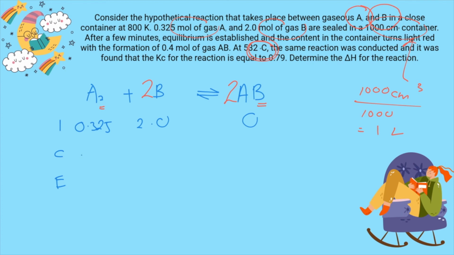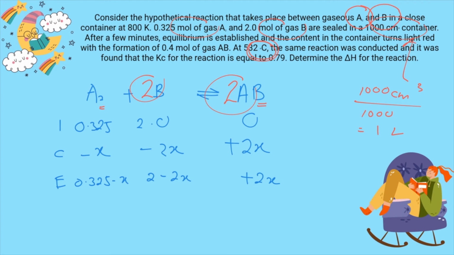So here minus x, and because you have 2 here, you need to minus 2x. And this one, same drill, because you have 2 over here, so plus 2x. In saying that, at equilibrium you have 0.325 minus x, this one is 2 minus 2x, and this one will be positive 2x, right?